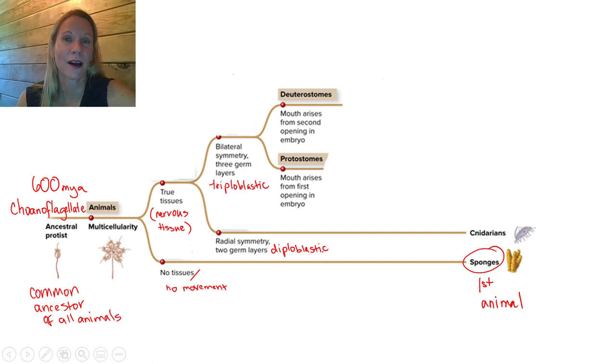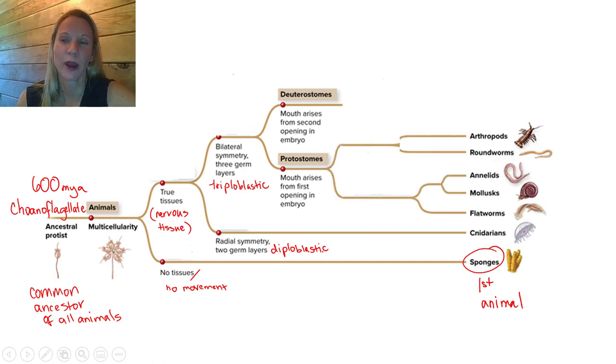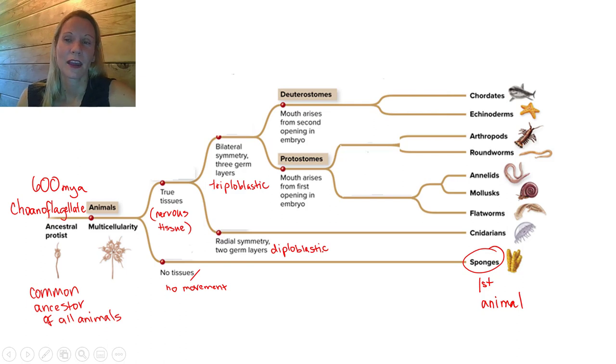If the blastopore becomes the mouth opening first, we call those animals protostomes. Those include arthropods, roundworms, annelids, mollusks, and flatworms. If the blastopore forms the anal opening first and then the mouth opening second, those animals are called deuterostomes, and there are only two groups that are deuterostomes. Those are the chordates, which we are a part of, as well as the echinoderms. So now we're going to go through and discuss each of these categories of animals. Briefly, those of you who take the lab portion of this course, you'll be going into a little more detail as you proceed through the animal lab and watch some of the animal videos that are linked to that lab.